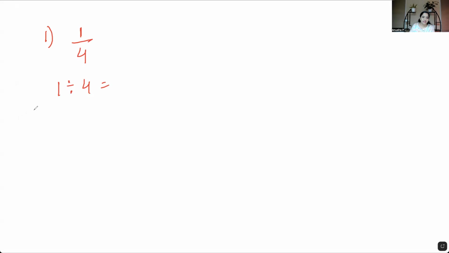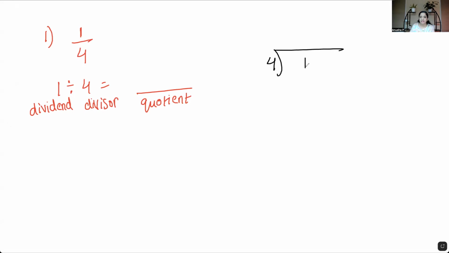So 1 is called the dividend and 4 is the divisor. Whatever answer we get here is called the quotient. Now the divisor 4 will be outside and 1 is inside. We will not get 1 in the 4 table, so 4 times 0 is 0. 1 minus 0 is 1, and because we can't write it as a remainder, we write it as a decimal number. So we will keep a decimal point.